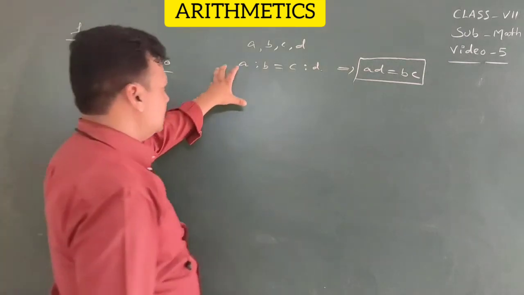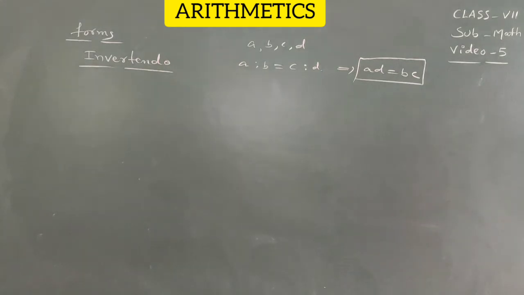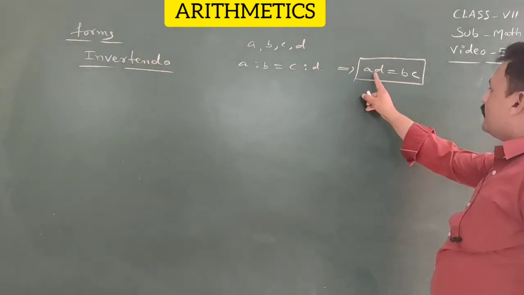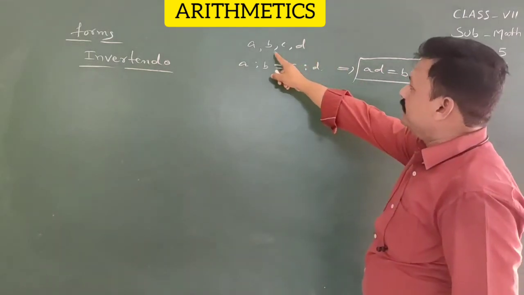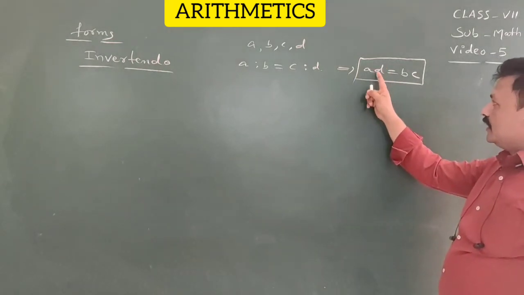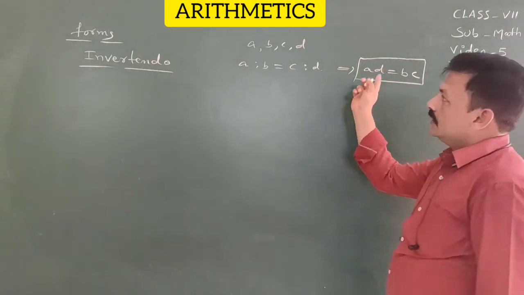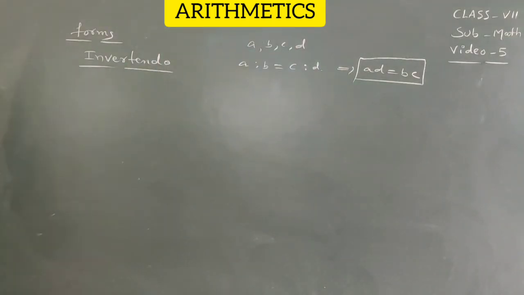Okay, now we already discussed that if the 4 terms A, B, C, D are certainly in proportion, then the product of means equals the product of extremes. Since the product of extremes equals the product of means, we can take A, B, C, D to be in proportion. Without changing this one, AD equal to BC, we can change anything. These changes are called forms.